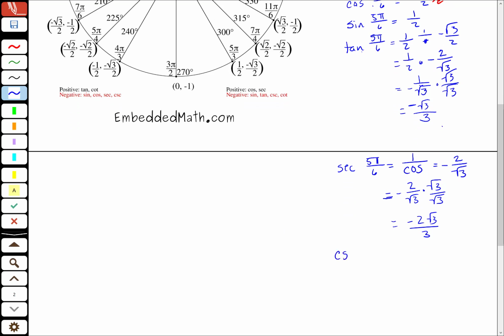Cosecant of 5 pi over 6 is 1 over sine of 5 pi over 6. Which is just, since sine is 1/2, again, I just flip these top to bottom, bottom to top. So this is just 2. And then cotangent of 5 pi over 6 is 1 over the tangent of 5 pi over 6.